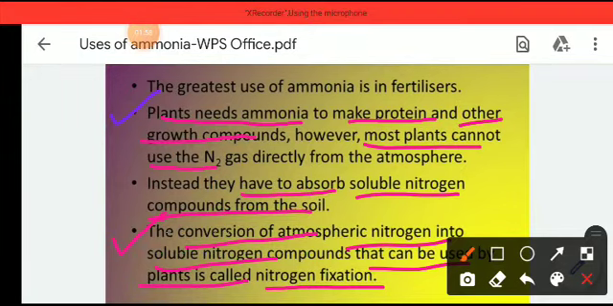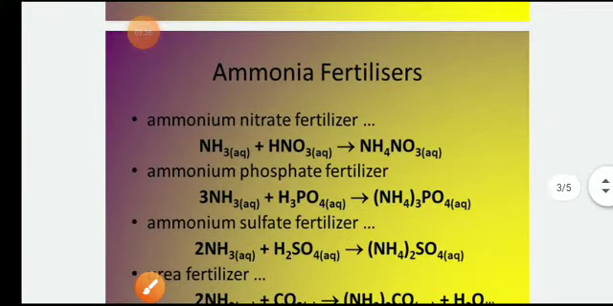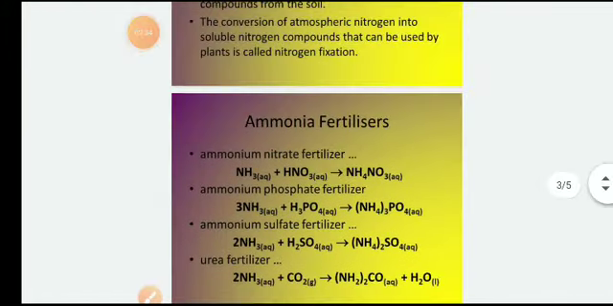So we have to make fertilizers that have a certain amount of nitrogen or nitrogen derivative. To make fertilizers with a certain quantity of nitrogen, we have to use ammonia. So ammonia is the main raw material to produce fertilizers. Let's move to the next slide, where we are going to discuss ammonia fertilizers, how many types there are and how they are formed.